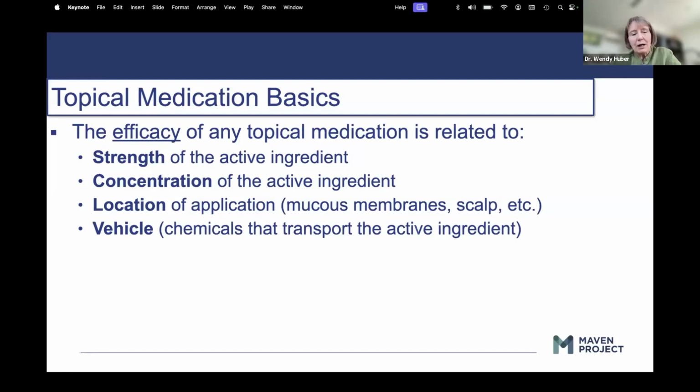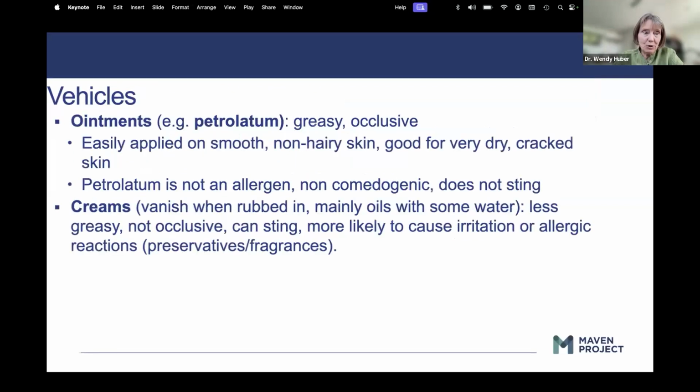One of my areas of interest, in addition to latex allergy, was allergic contact dermatitis and irritant dermatitis, and I became aware of all of the other chemicals that are present in the products that we put on our skin that actually can be allergenic, and can also be quite irritating. These are the chemicals that help to transport the active ingredient in your medication. They're also found in over-the-counter products, so a lot of these principles on vehicles will apply to over-the-counter products that your patients are using. So we'll spend a little bit more time on that.